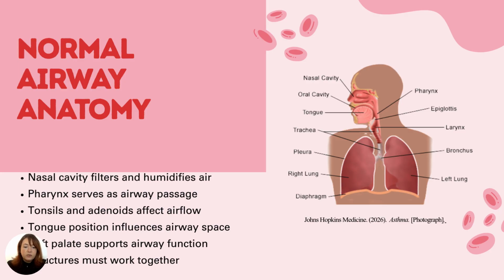The tonsils and adenoids affect airflow. That will be important. The tonsils sit right below the tongue area, and the adenoids are a little bit higher up. A lot of times, if a patient does have airway obstruction, the number one treatment is to try to remove the tonsils and adenoids to clear that airway.